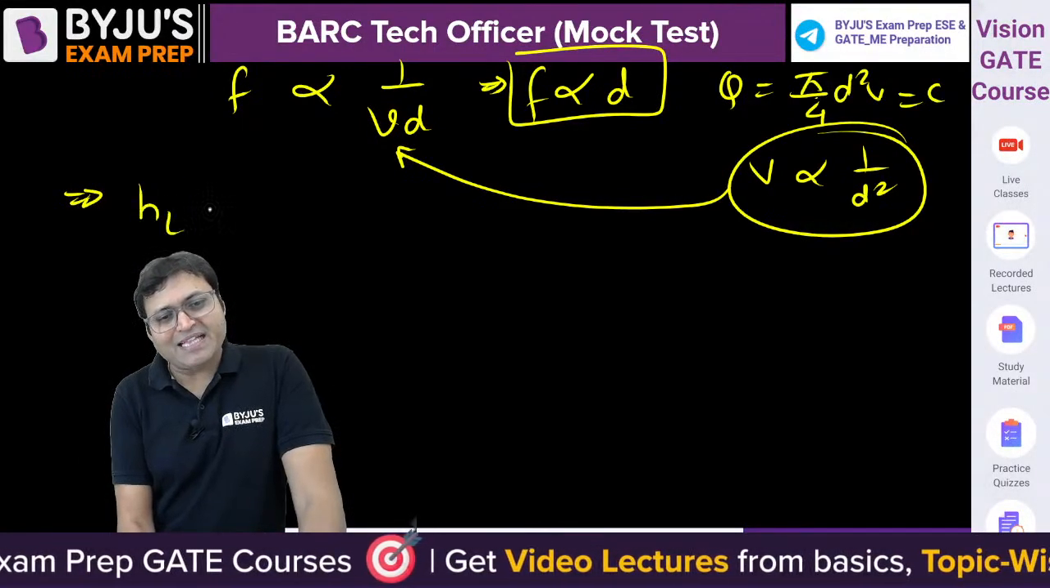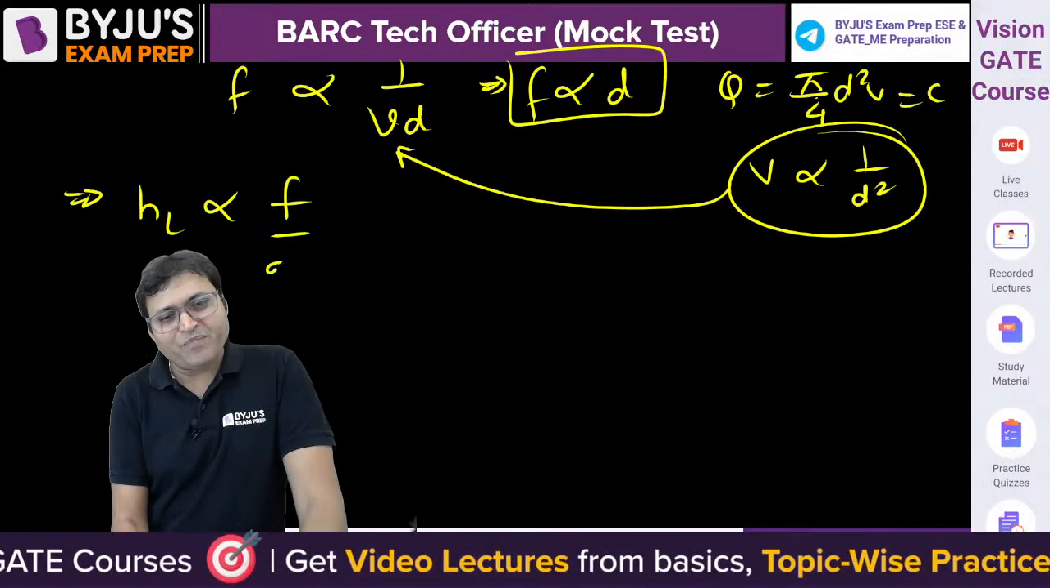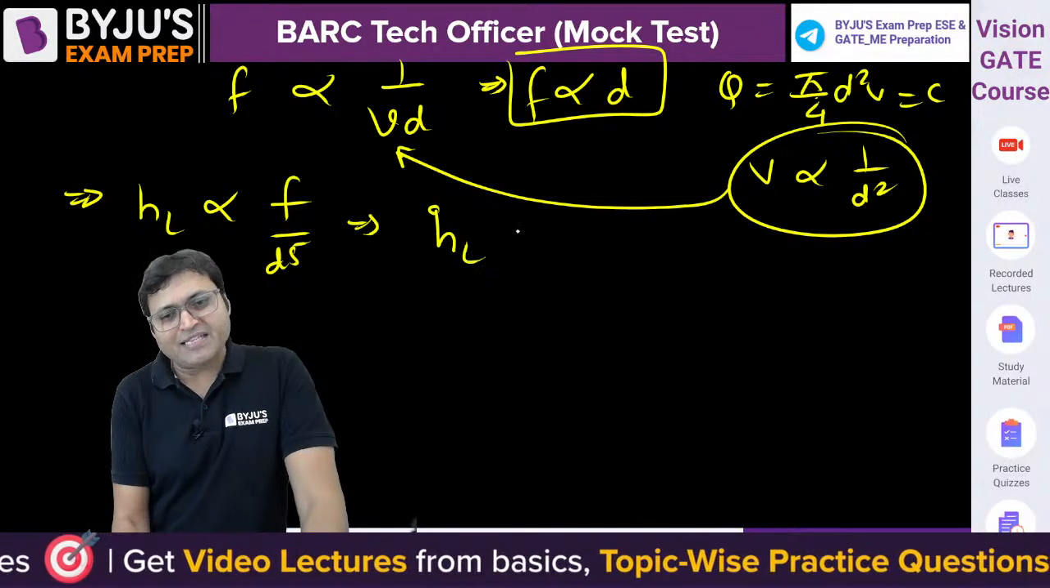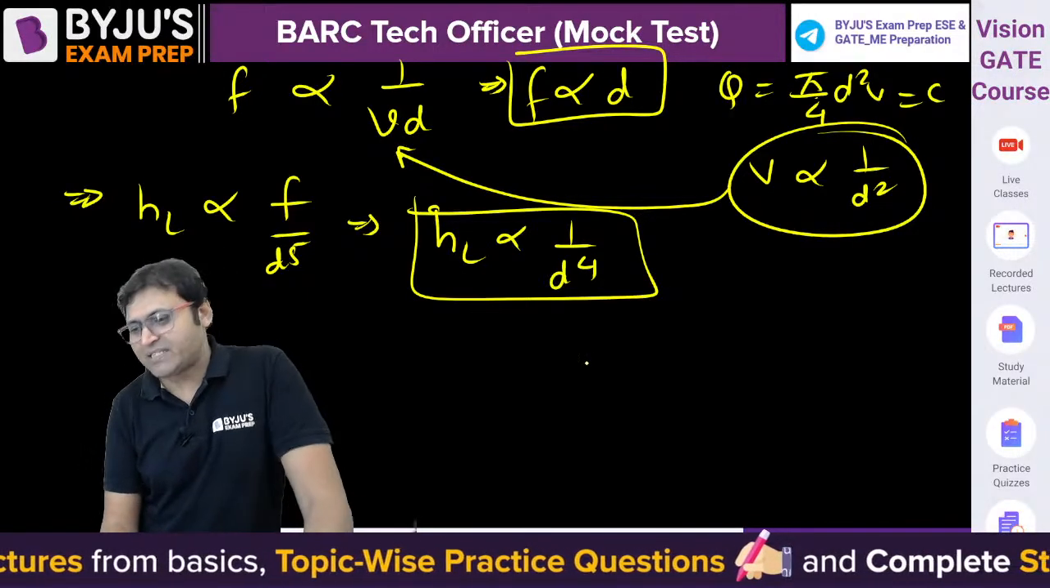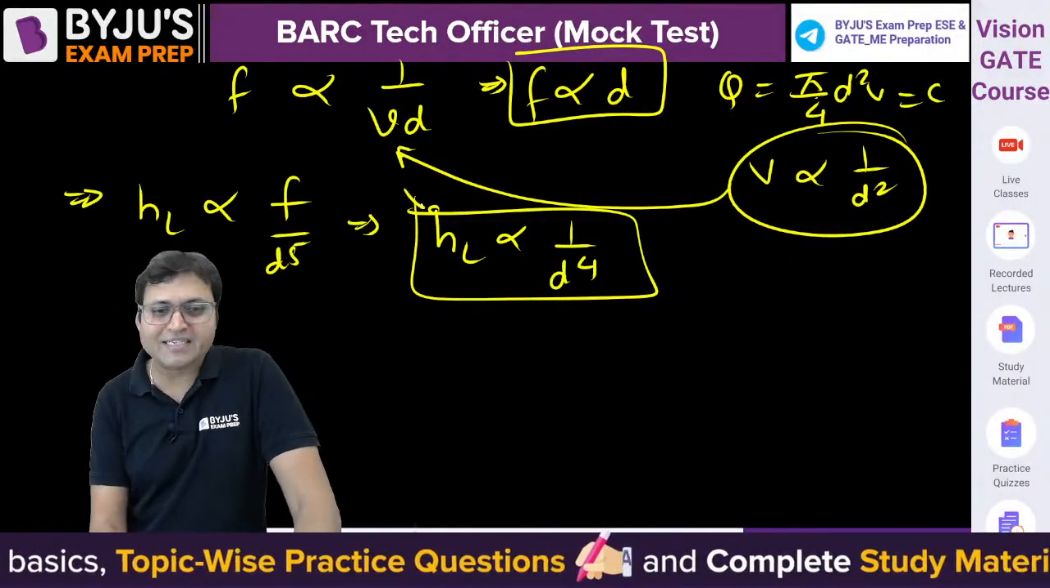So we can say HL is proportional to F by D to the power 5. That is, HL is inversely proportional to D to the power 4. HL will be inversely proportional to D to the power 4. That is important.